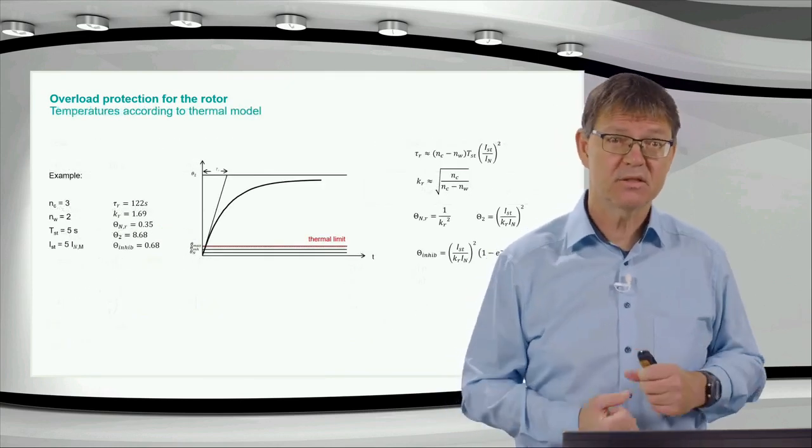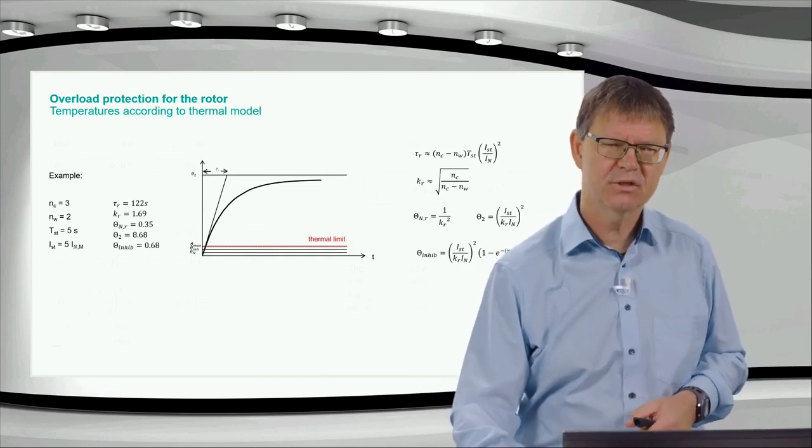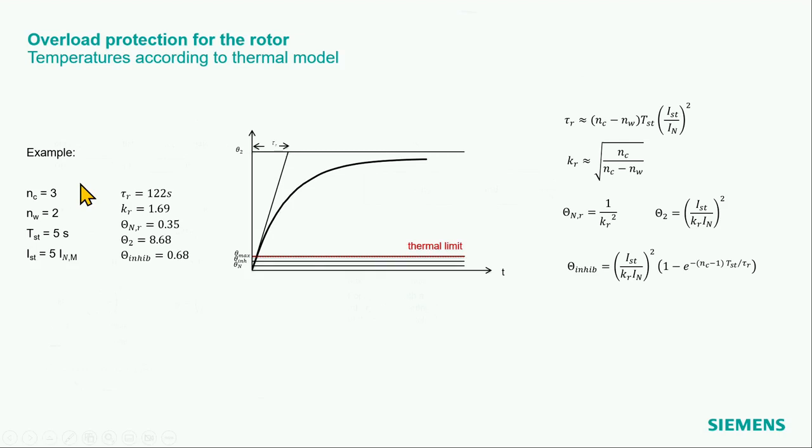To have a little bit better feeling what's going on, I just make a calculation example. I think a rather standard thing here. I have 3 starts from cold and 2 starts from warm allowed. And then I took 5 seconds starting time and 5 times nominal current as my starting current. And then we come to these quantities here. So I have a tau of 122 seconds. So this is a little bit more than 2 minutes.